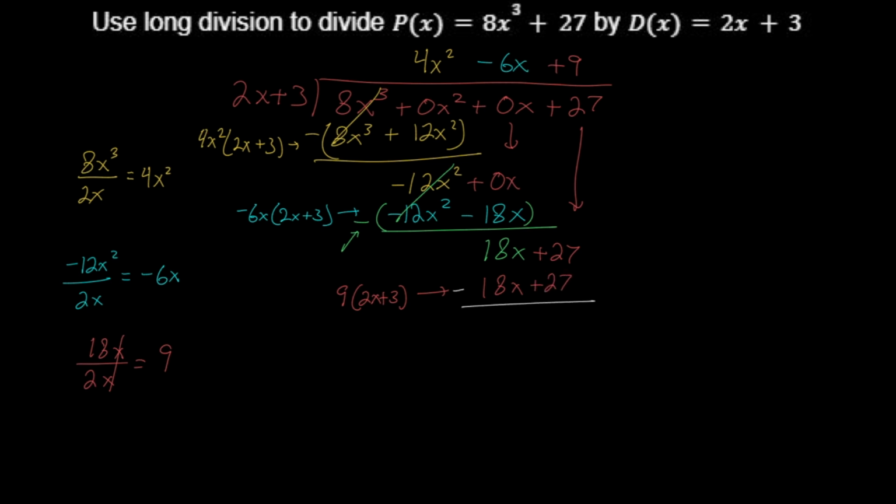Then we shall subtract. 18 minus 18 cancels out. 27 minus 27 cancels out. So we have 0 overall. There's nothing left to bring down. So we have no remainder. Our remainder will be 0. Which makes our answer 4x squared minus 6x plus 9 without a remainder.